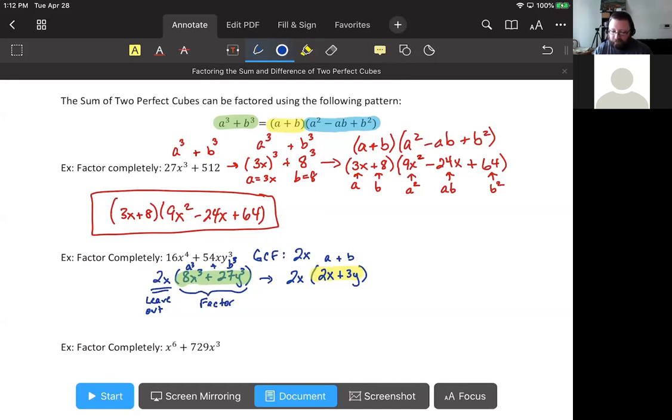Okay, because how did the 16x to the fourth become 8x cubed? Excellent question. We pulled out the 2x, and when we took out 2x, that is going to reduce the x exponents in the original problem by 1, so that x to the fourth will become x to the third, and the 16 gets divided by 2 to become an 8. Okay?